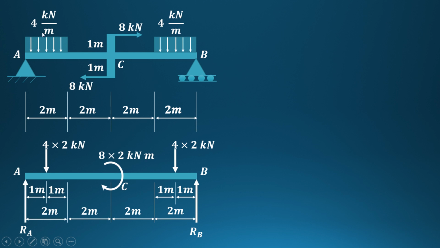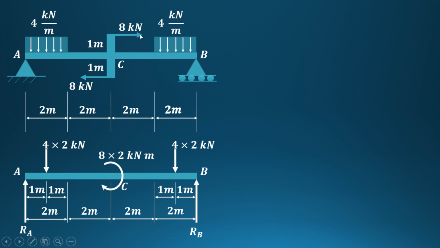As you can see, this is 4 kN per meter. So for 1 meter length, the load acting is 4 kN. For 2 meter length, the load will be 4 into 2, acting at the center of the 2 meter length, that is 1 meter. Similarly for this 4 kN per meter, it is 4 into 2 acting at the center of the 2 meter length, that is 1 meter. And this is 8 multiplied by 1 plus 1, that is 2, so 8 into 2, that is 16.